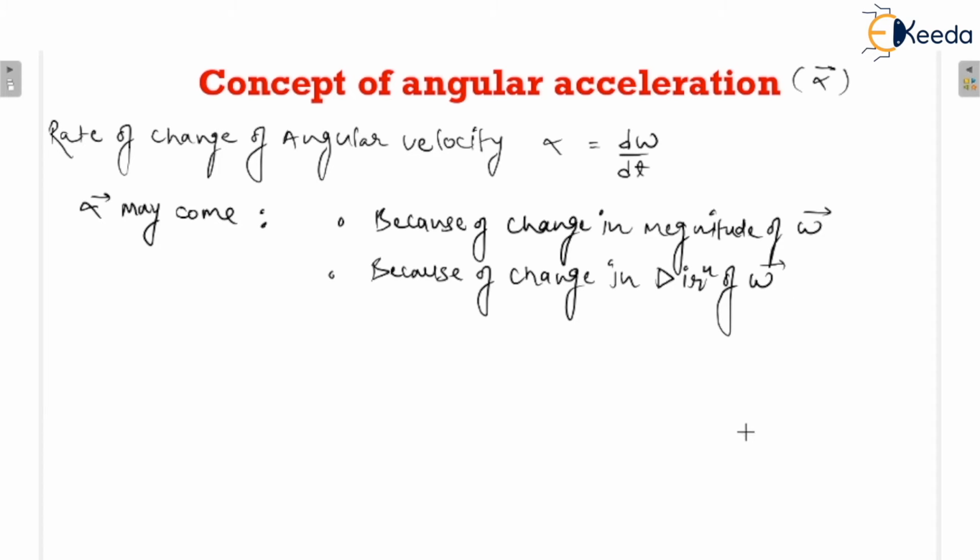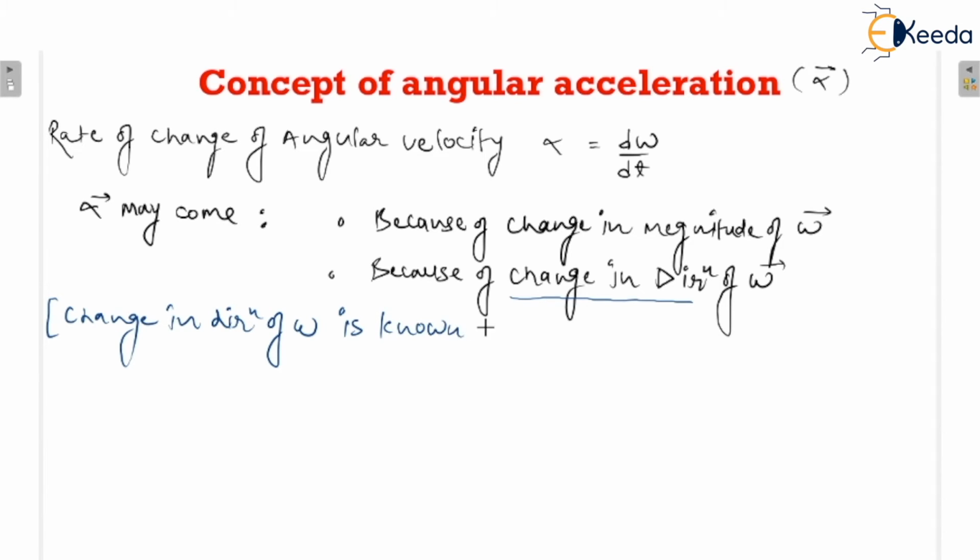Now, change in direction of omega is known as precession. Let me tell you, I'm writing in the bracket: change in direction. If there is a change in direction of omega, it is known as precession. Sometimes you will see precession velocity. Basically, change in direction of omega is known as precession.